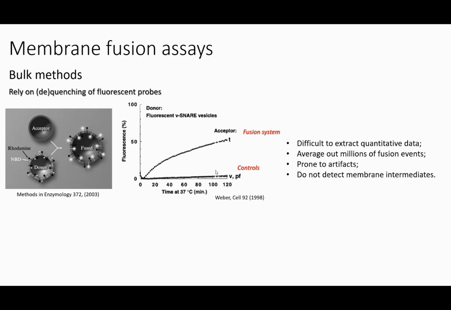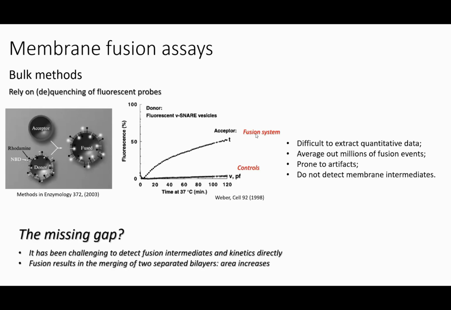typically. However, this kind of data is difficult to analyze quantitatively. It is intrinsically the average of many millions of fusion events. So what you see is actually the average, not every individual fusion event. This is also prone to artifacts because what you're actually measuring here is the dequenching of the donor dye, and dequenching is not always associated with membrane fusion. And also, because it is based on dequenching, some fusion intermediates do not lead to dequenching, and therefore these assays are blind to some intermediates, including membrane docking, for example.